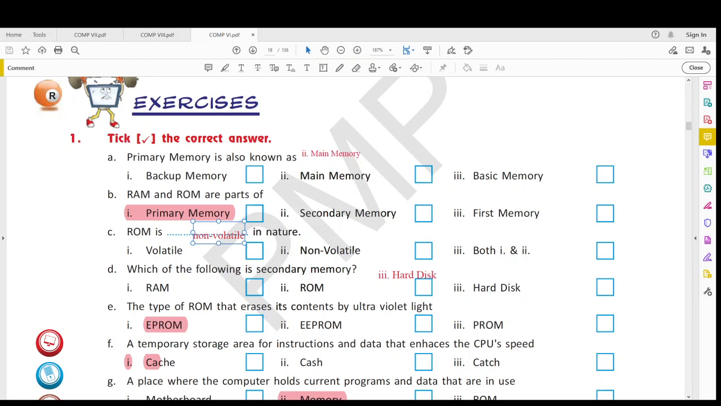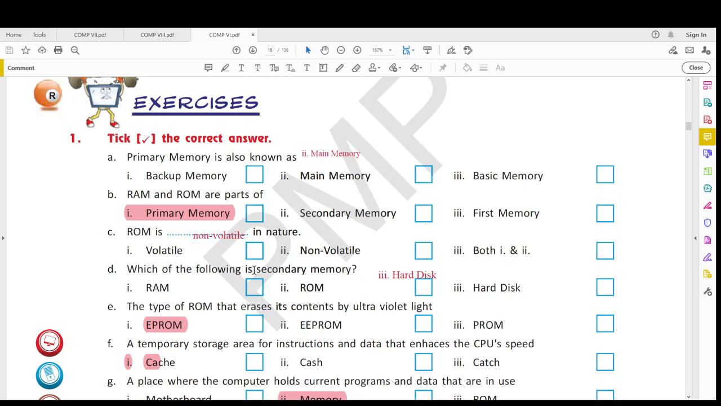Next is ROM is dash in nature. The options are volatile, non-volatile, both 1 and 2. ROM is non-volatile in nature. That is, it does not lose its contents when the power is turned off. So it is non-volatile. It is permanent. ROM is non-volatile in nature.